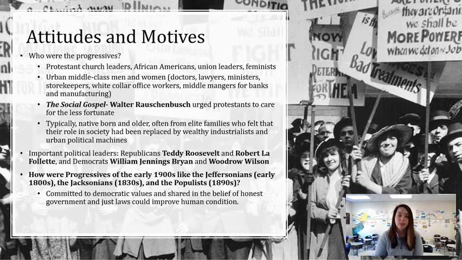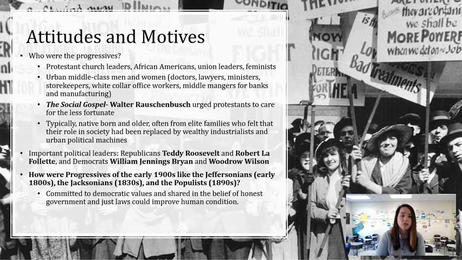They'll show up at protests and things like that, which is also impressive. But the organization took a lot more time than they had the ability for. They had to feed their children. They had to put food on the table. One of the Protestants that started this movement of the social gospel was Walter Rauschenbusch, who urged Protestant Americans to take care of the less fortunate, typically native-born, older, elite families who felt like their job was to help them. So they're going to replace wealthy industrialists and urban political machines.